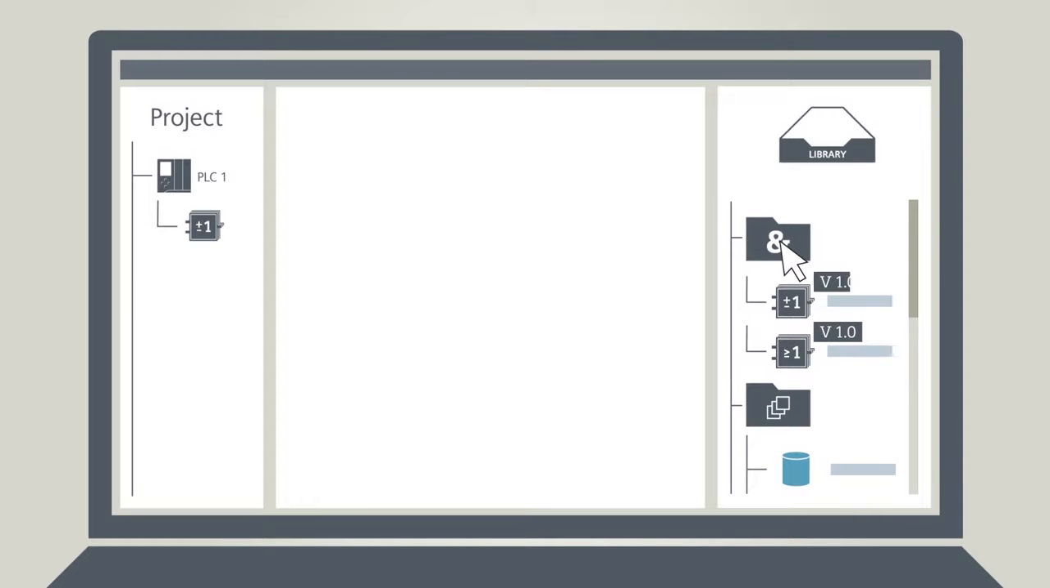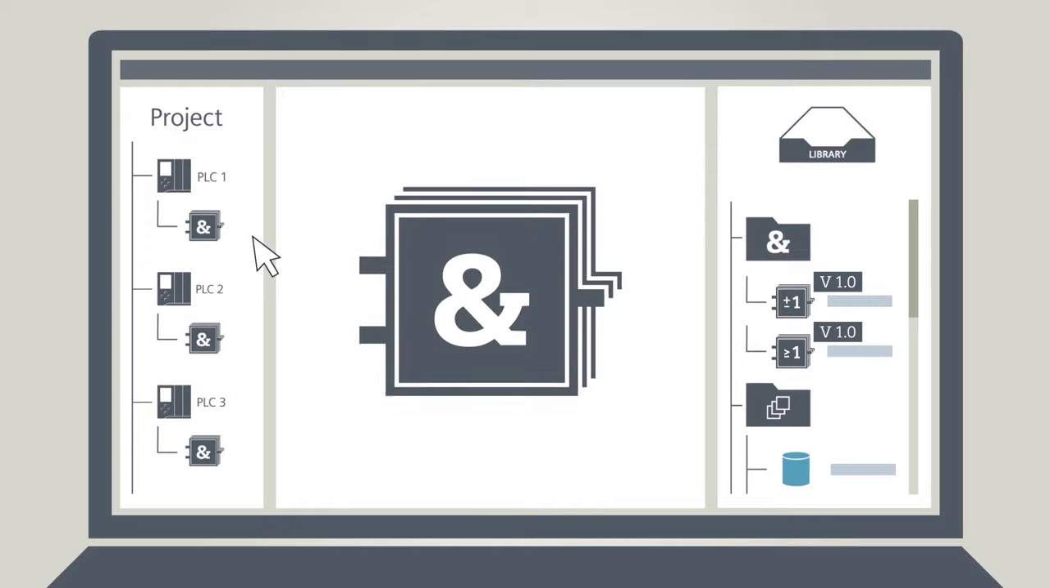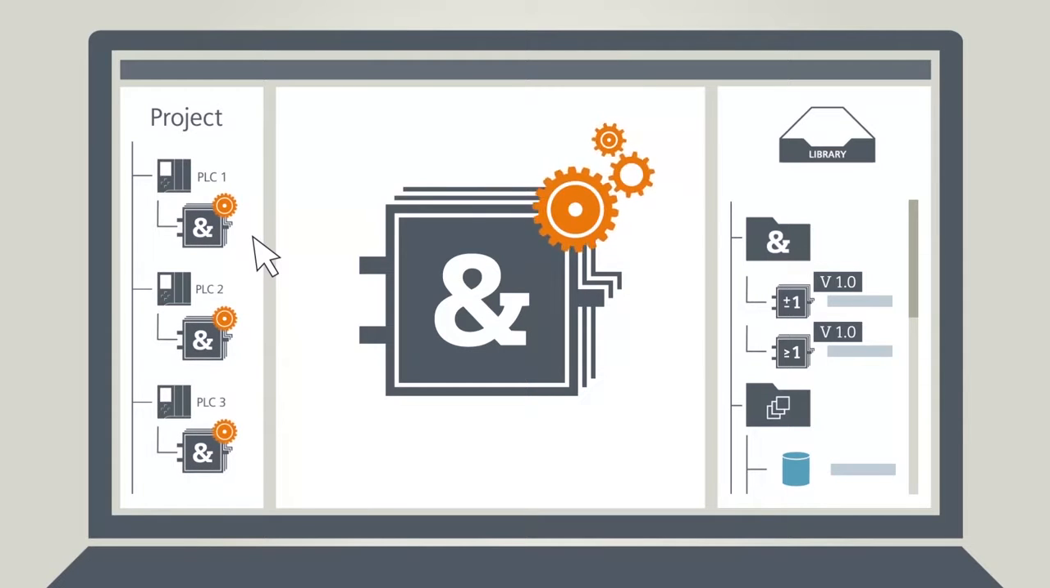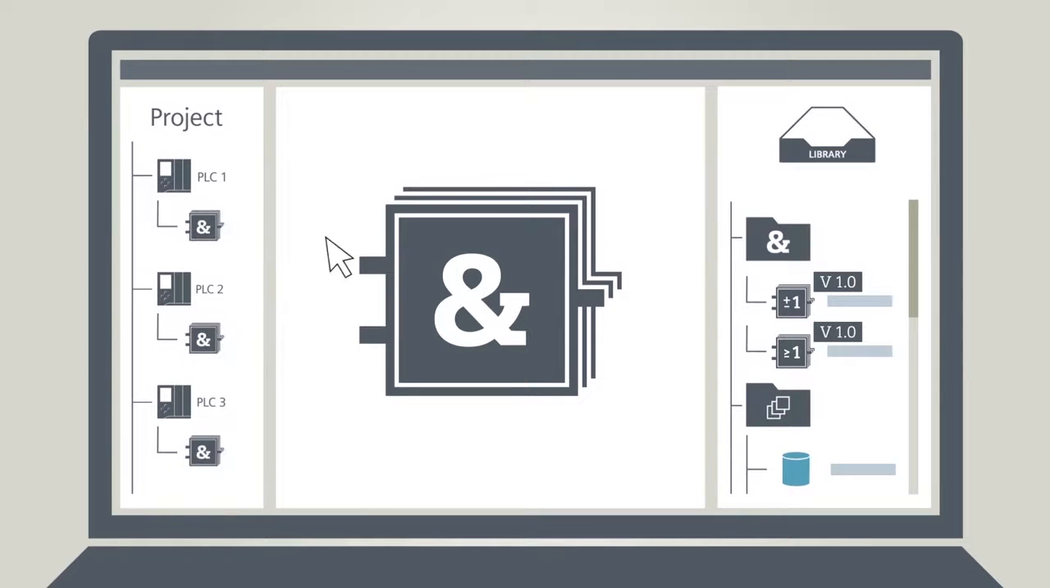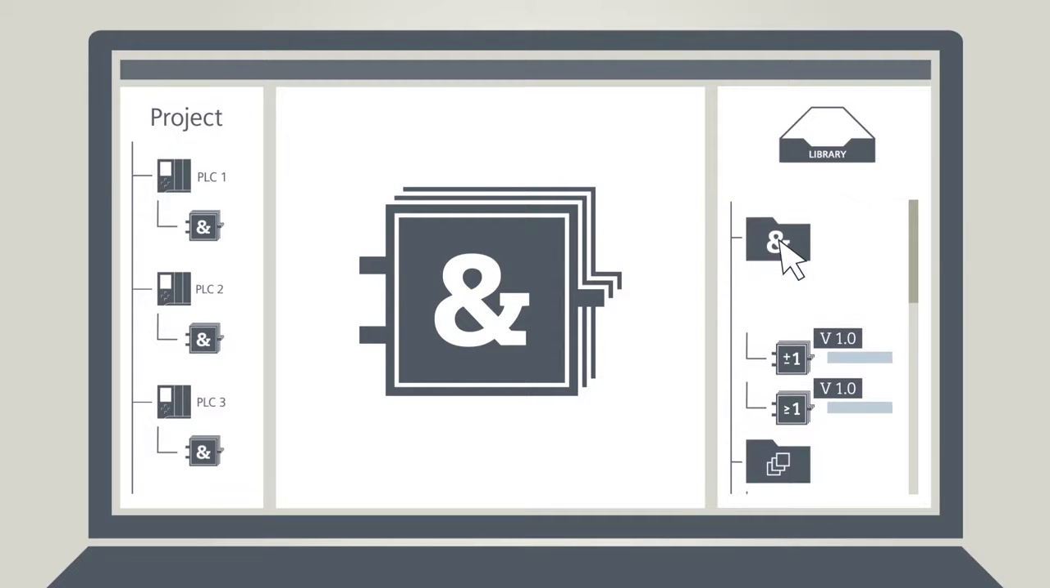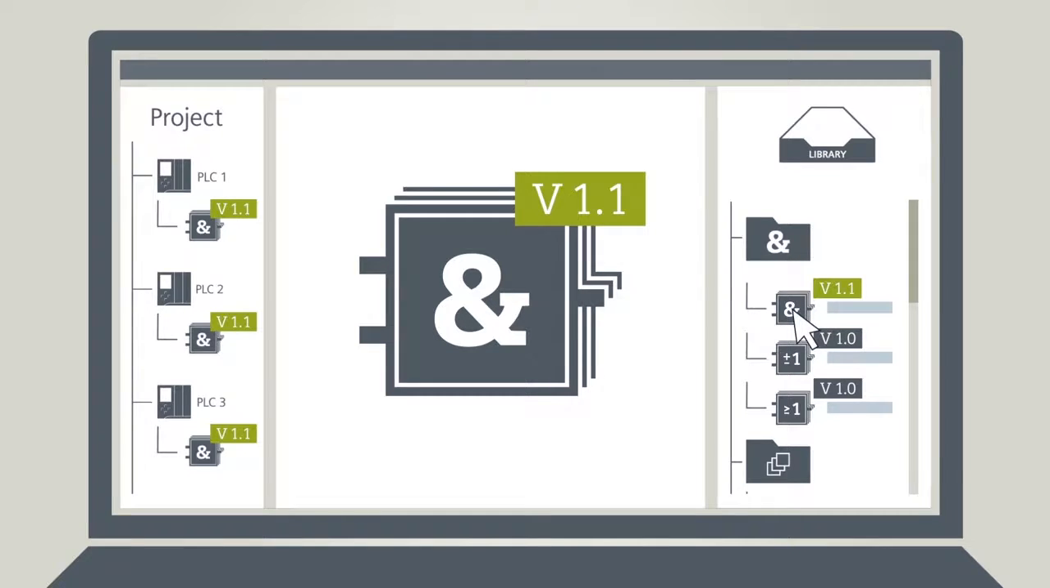Let us assume that you have an object, such as a function block, in your project, and this object is constantly being enhanced and modified. If you do not want to make this modification manually at every point in your project, you can simply store this object as a type in your library. Any changes to this type are automatically versioned and applied to all instances within the project as required.